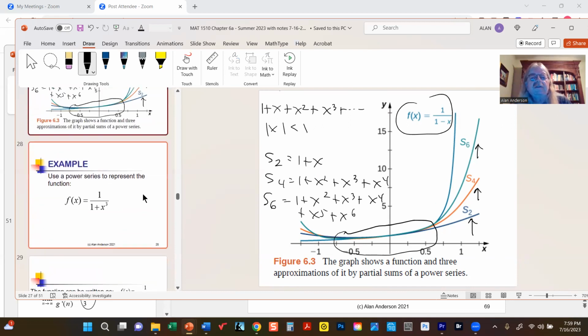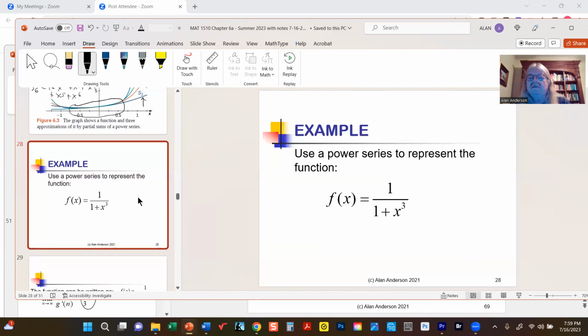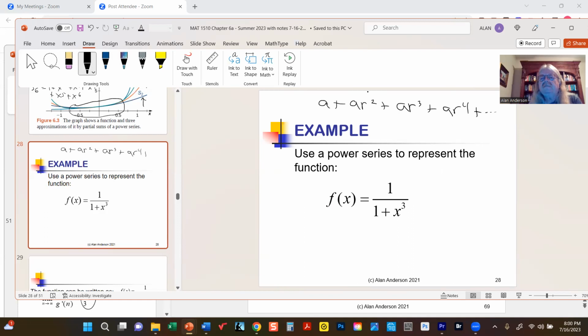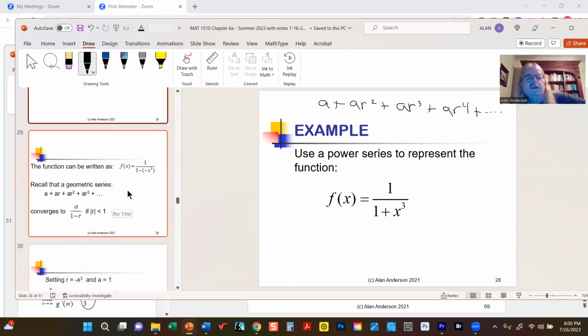So now how about this one? What if we wanted to turn this into a power series? Well, we might be able to turn it into a geometric series if we think about it. We like geometric series. They're easy to work with. And they're not that hard to find in the real world. What would we need, though, to make this into a geometric series?